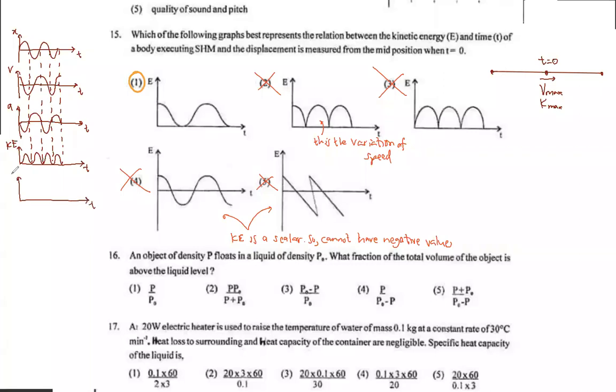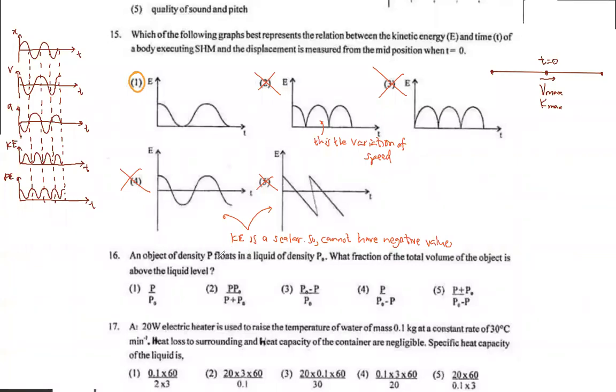Just adding one more: if they ask for the potential energy graph, it will be like this. Wherever kinetic energy is 0, potential energy will be maximum. Wherever potential energy is 0, kinetic energy will be maximum. This is how the potential energy graph is going to be. And if you draw these two also, it will be speed. This is velocity v.